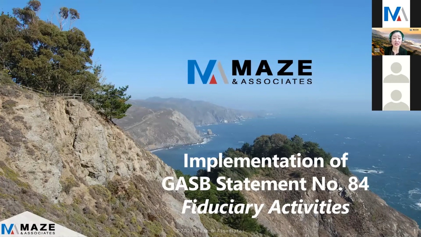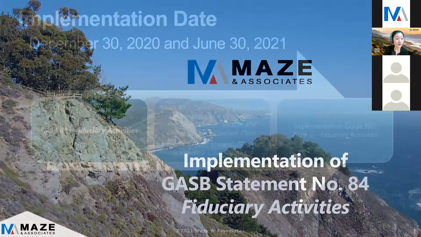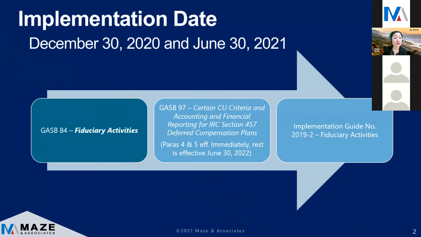So as we go through the slides, please do think about what you currently have in the fiduciary activities funds and what other activities your agency may have that may qualify as fiduciary funds as you implement GASB 84. Okay. So the first thing that we'll cover is a couple of GASBs, GASB 84 and then GASB 97, and then also the implementation guide. 2019-2 is actually very useful information for GASB 84 implementation. So please do take a look at that.